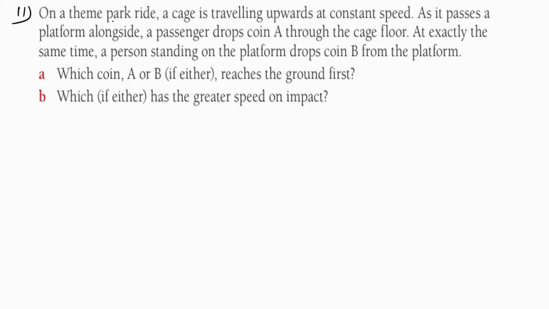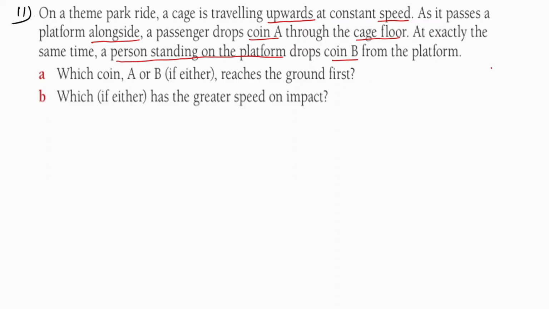It says, on a theme park ride, a cage is traveling upwards at a constant speed. As it passes a platform alongside, a passenger drops a coin A through the cage floor. At exactly the same time, a person standing on the platform drops coin B from the platform.